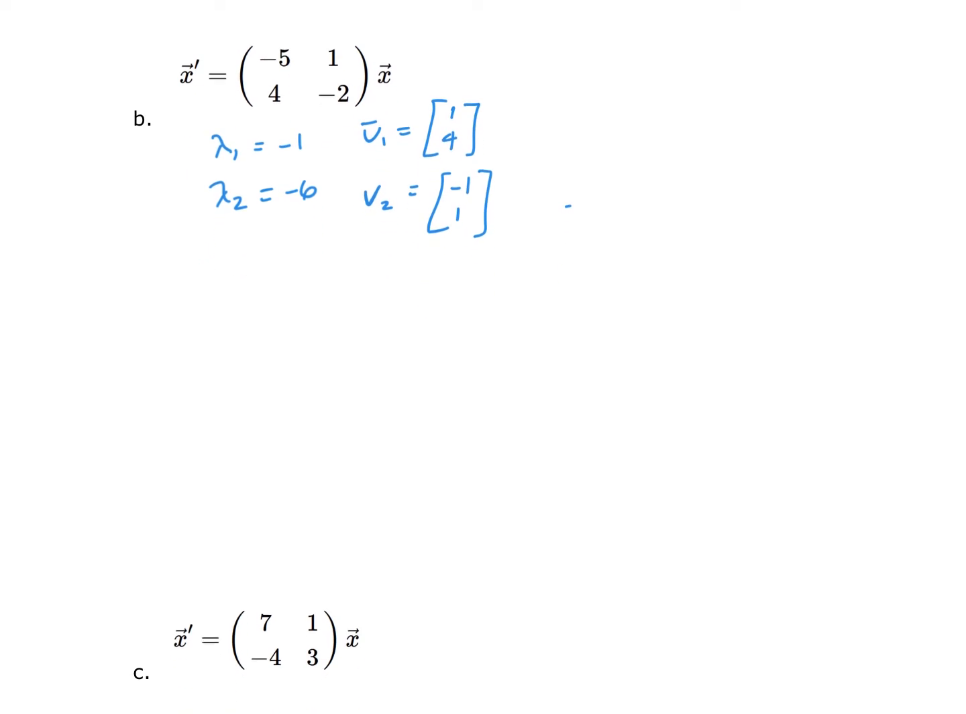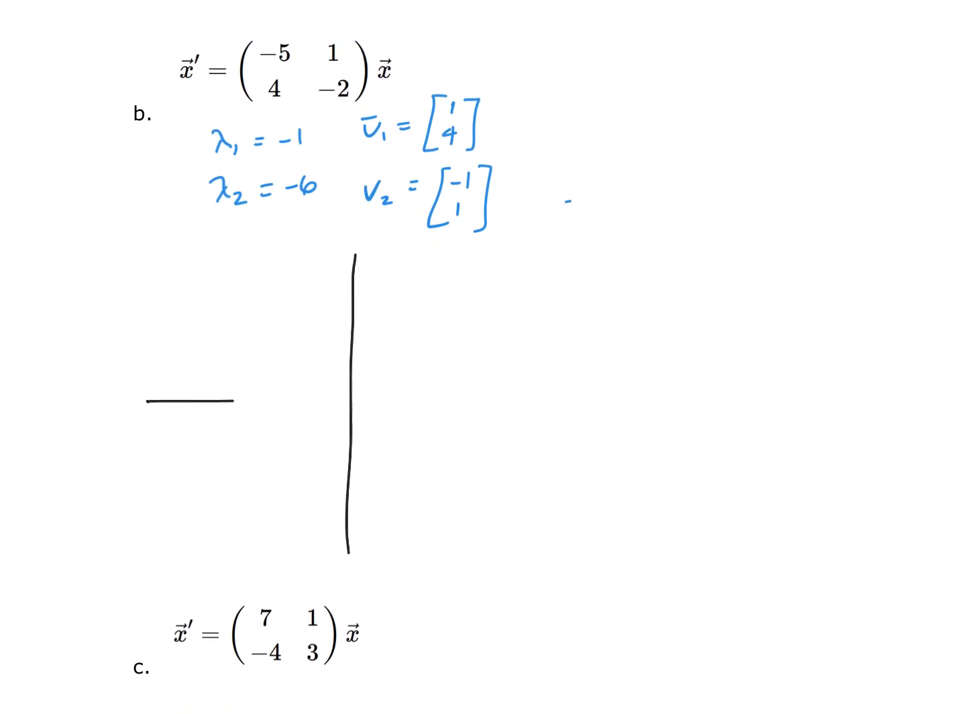So once again, I'm going to draw my lines based on my vectors. My first vector is 1, 4. So I'm going to go 1, and I'm going to go 4. About right there. So this is my first line. So this is L1.